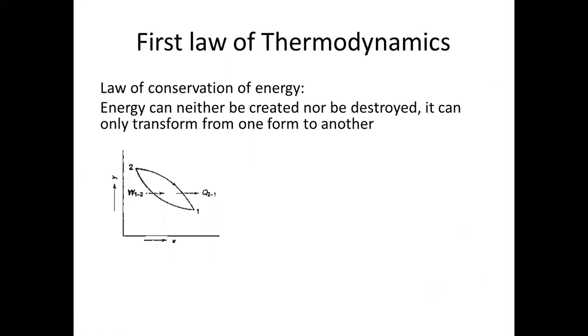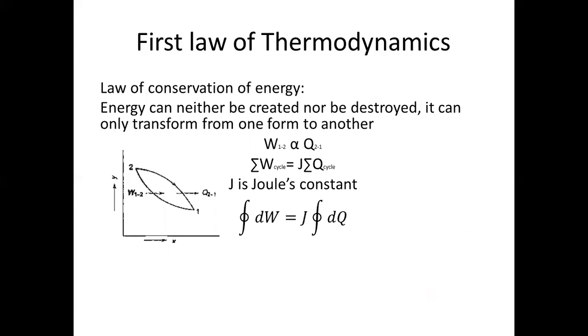The law of conservation of energy is nothing but energy can neither be created nor be destroyed, and it can only transform from one form to another form. So what he has observed is the work transfer between 1 and 2 is directly proportional to the heat transfer between 2 to 1. So the work done in the cycle must be equal to some constant into the heat transfer throughout the cycle. And that constant he has given as J, which is called Joule's constant.